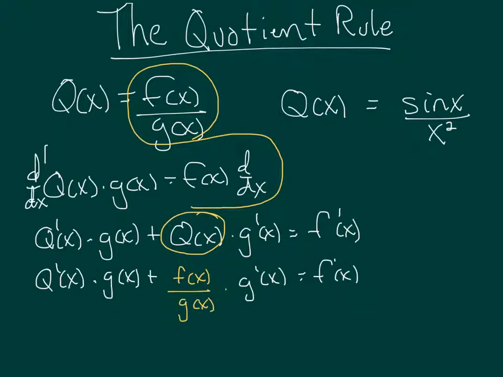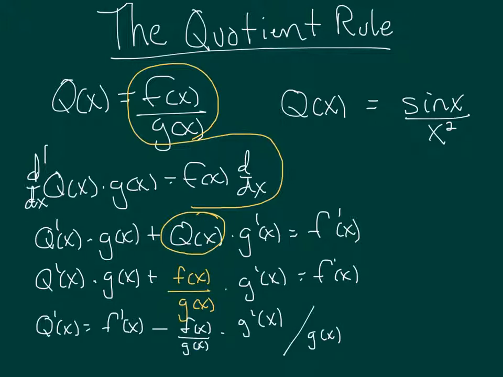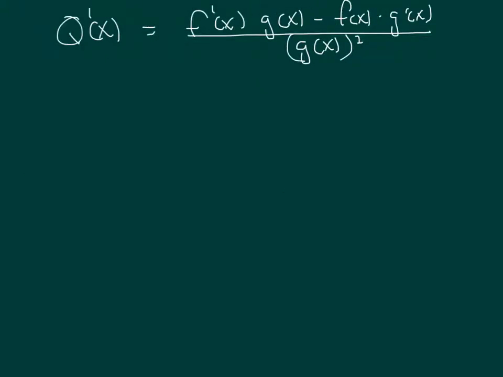Then, if we solve for q prime of x, we're going to get f prime of x minus, well, that's this f prime of x over here, minus this entire portion of the left side. And then, of course, we have to divide by g of x. So to clean that up a bit, it's going to look like this: f prime of x times g of x minus f of x times g prime of x, divided by g of x squared. So the numerator, anyway, is a little bit like the product rule, except now it's subtraction. And then the quotient rule has this denominator of g of x squared.